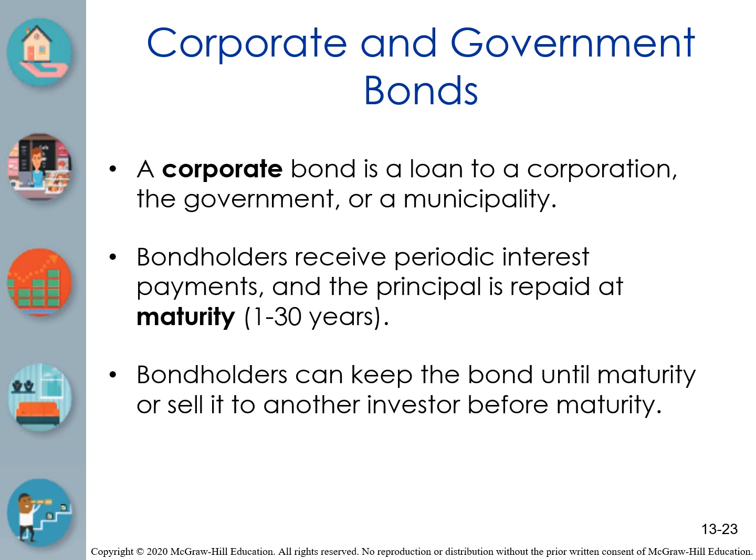There are different types of bonds out there. But anyway, bondholders can keep the bond until maturity or sell it to another investor before maturity. And this is when we start talking about the relationship between interest and price. So if interest rates go up, if you have a bond with a stated interest rate on it, the value of the bond that you're holding goes down.